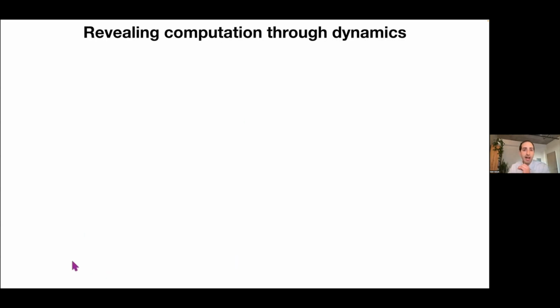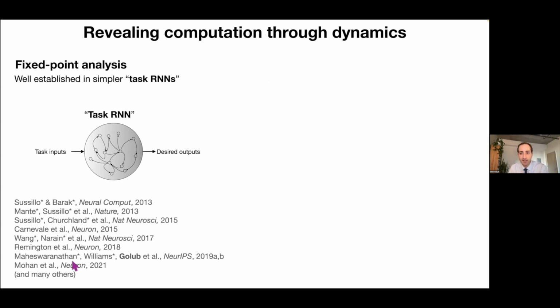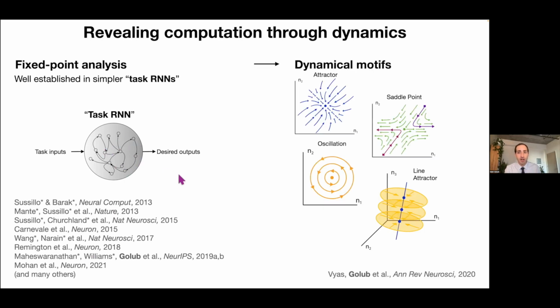Well, we're going to lean on a fixed point analysis technique that's well established for a simpler class of RNNs, which are trained to solve tasks as opposed to trained to reproduce neural data like we've been talking about. So this fixed point analysis technique decomposes the nonlinear dynamics of the RNN into a collection of interpretable dynamical motifs, right? Each describing a local linearization of the RNN dynamics at an important operating point of the state space of the RNN's hidden units. So this effectively reverse engineers the RNN, revealing the computation that it performs by way of a composition of dynamical motifs.